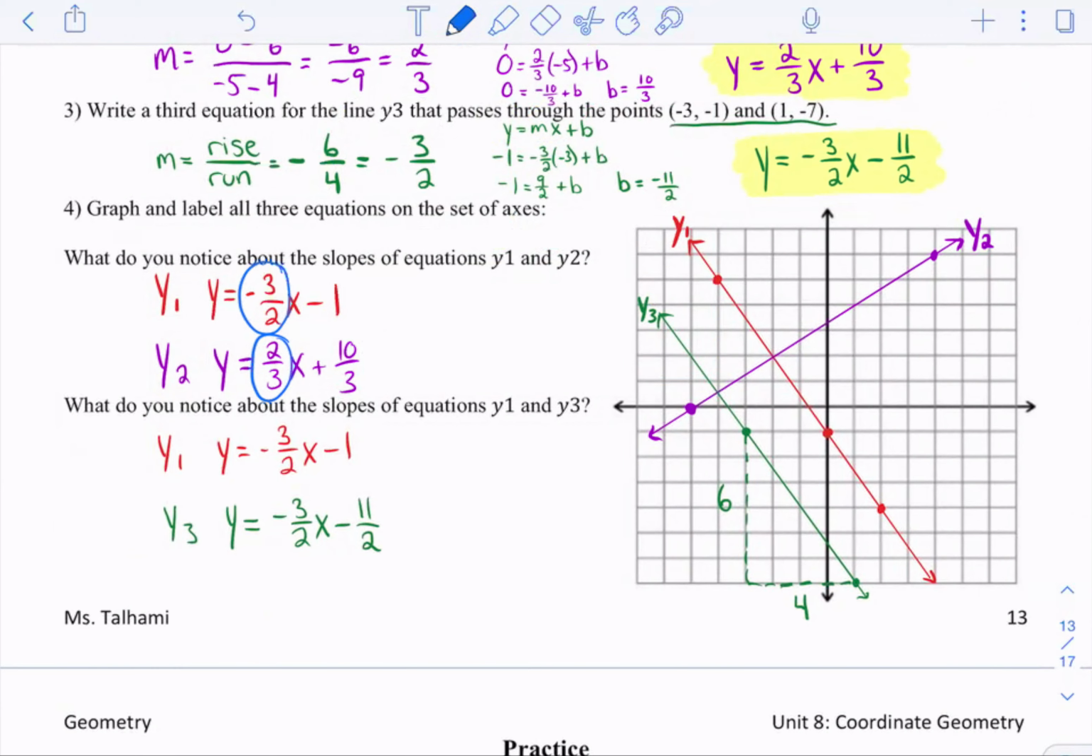First of all, I notice that they're opposite signs. One's a negative and one's a positive. And secondly, I notice that they're reciprocals of each other. Flip. They're flipped over. And I remember from the other lesson that opposite reciprocals form perpendicular lines.